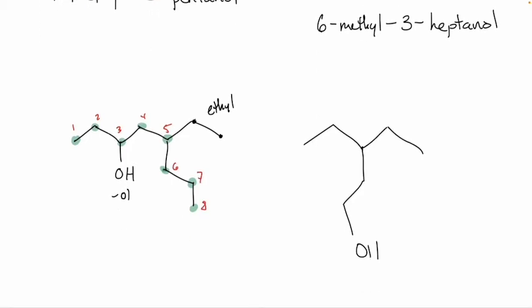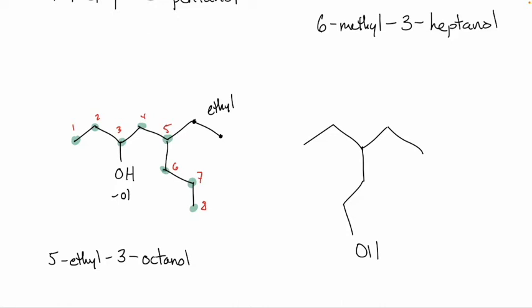So that ethyl group is on carbon 5. 5-ethyl-3-octanol. All right, so remember to find that longest continuous set of carbons. You can't just default to thinking it's always going to be the squiggly line.